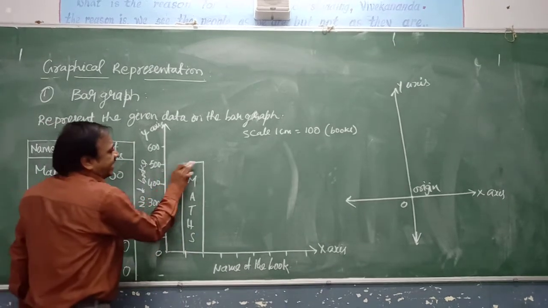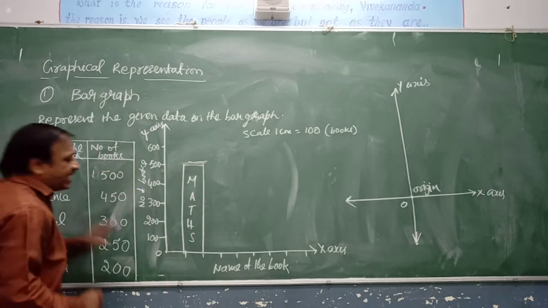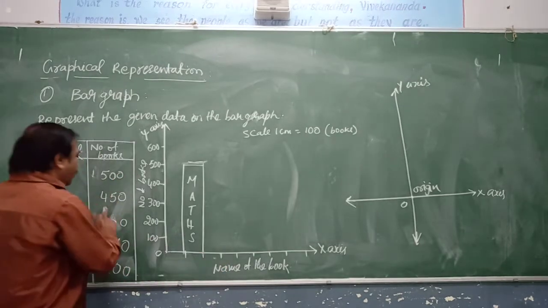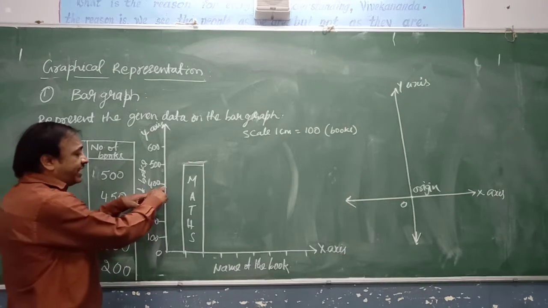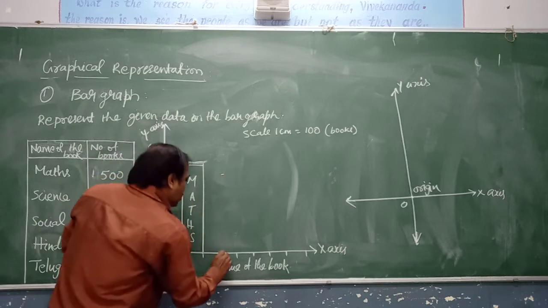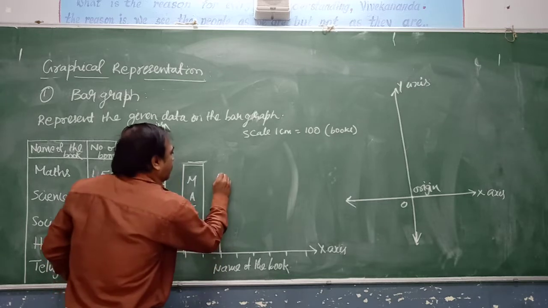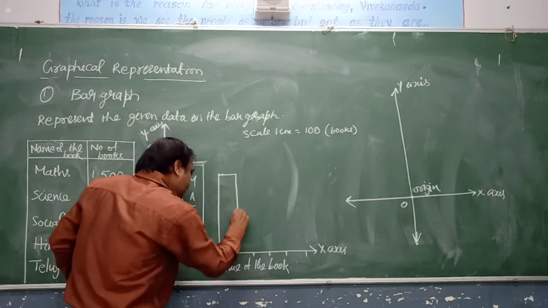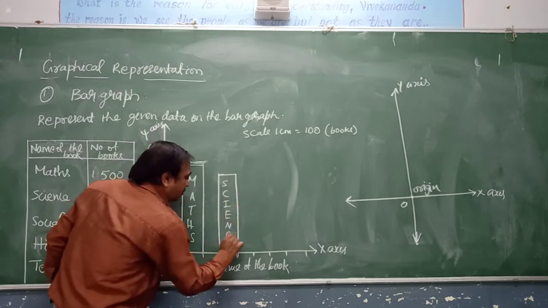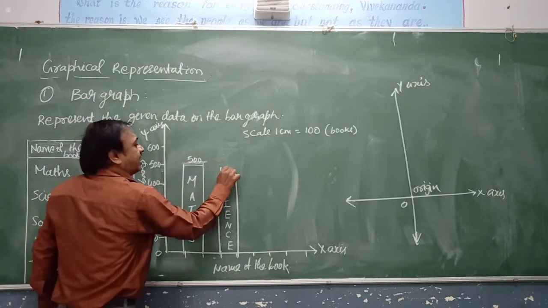Next, this is 500. Exactly at 500 only you have to look at it. Next, science 450. Again you leave the space between the bars, there must be a gap. Now science 450. Where do you get 450? Between 400 and 500 exactly you will have a middle line. So 450. This represents science. This is 500 and this is 450.